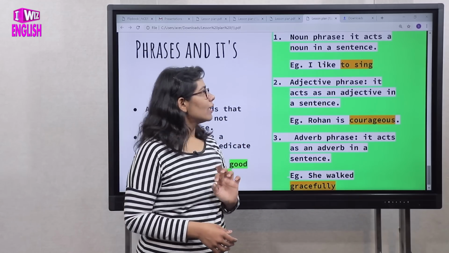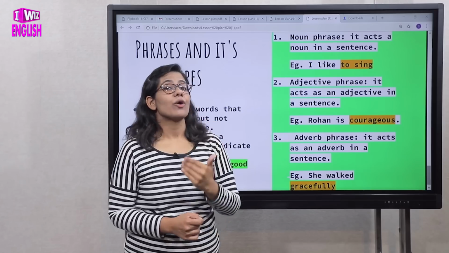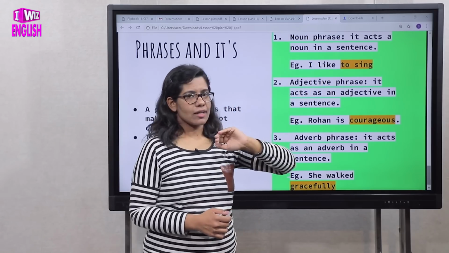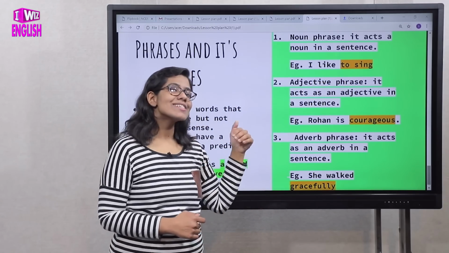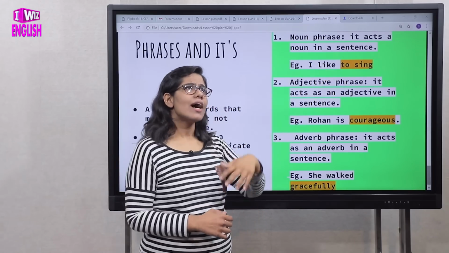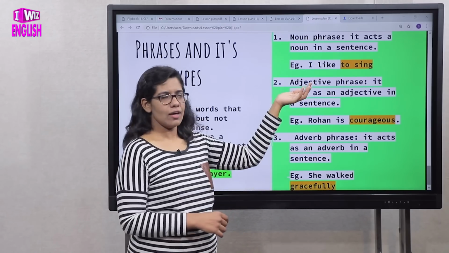Now the first one, the noun phrase, acts as a noun in a sentence. Example, I like to sing. In this case, to sing is your phrase, and because it is acting as a noun, it is known as a noun phrase. I like to dance. So to dance will be your noun phrase, okay?